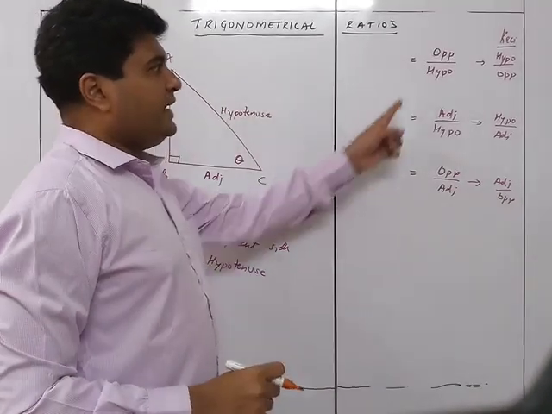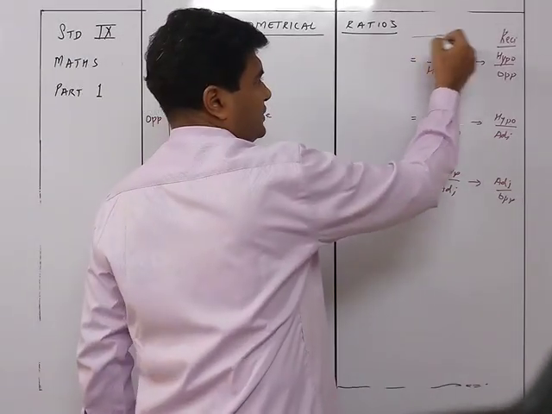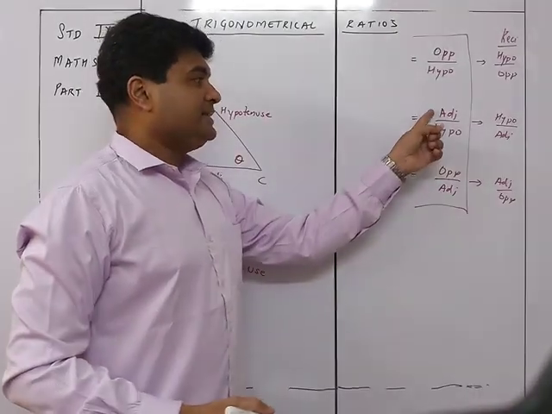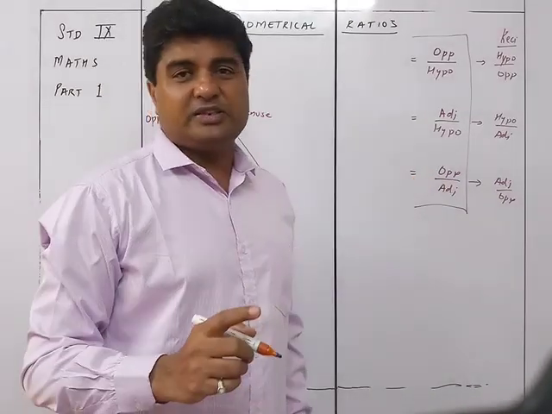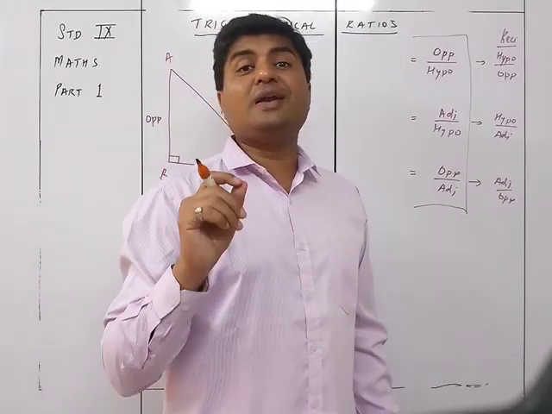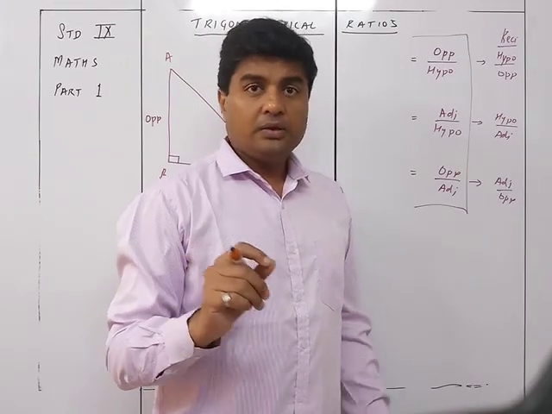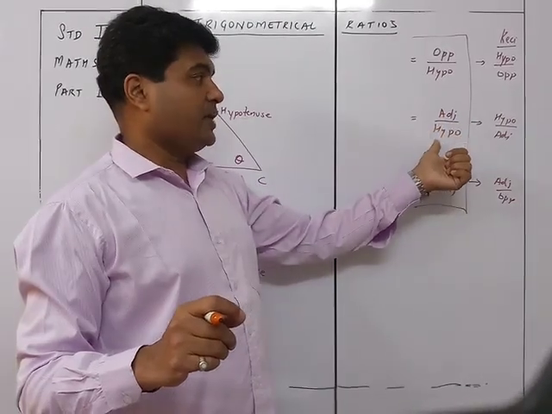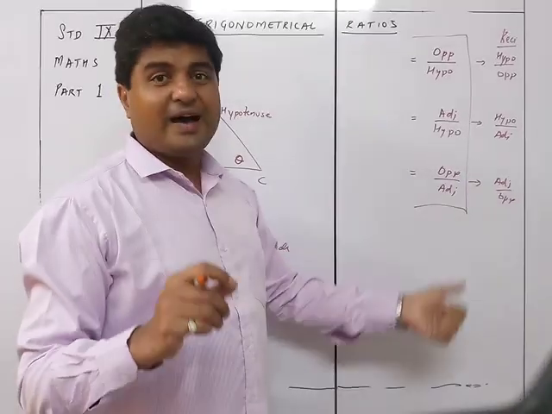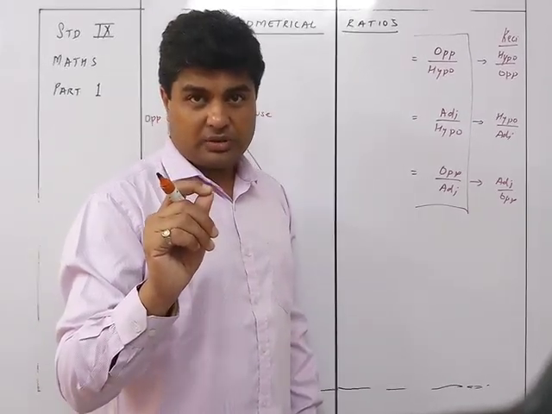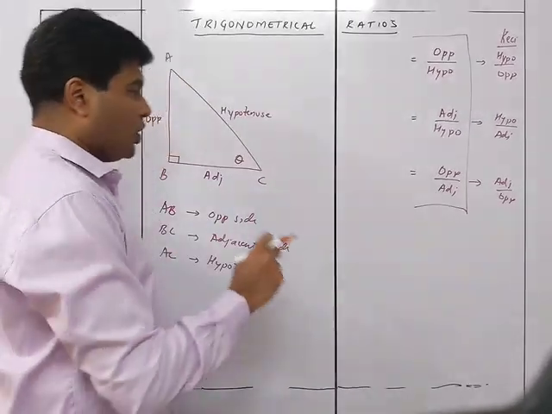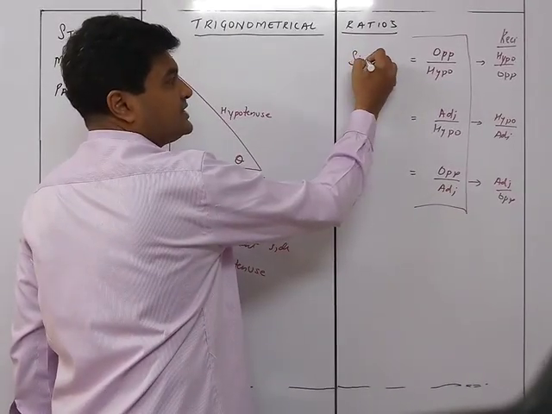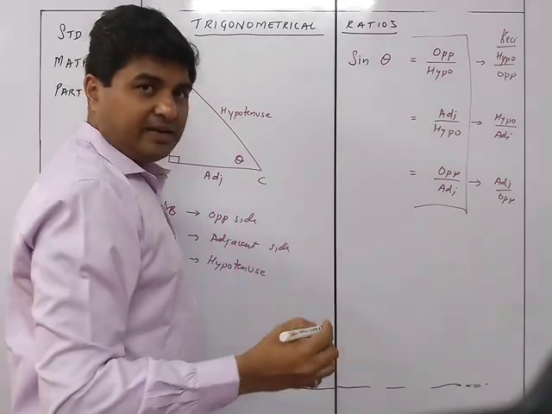Now these three, we'll talk about these ones first, not the reciprocal ones. These ones, opposite upon hypotenuse, adjacent upon hypotenuse, and opposite upon adjacent, are given special names, and that name is based on the angle theta values. Hence we have the first one as sine theta. It's not sin, it's sine.